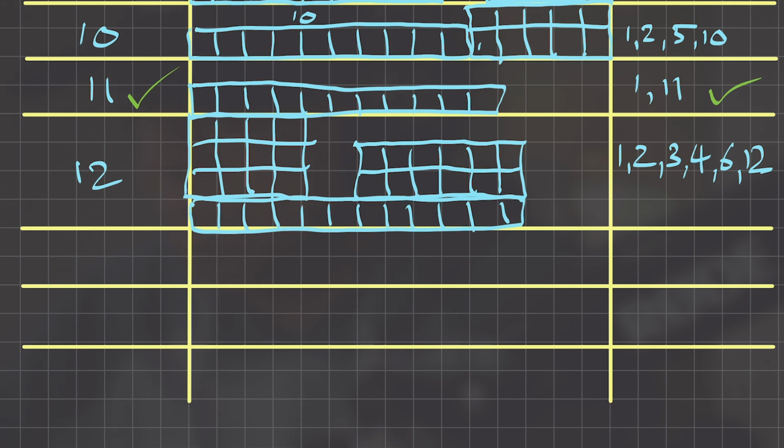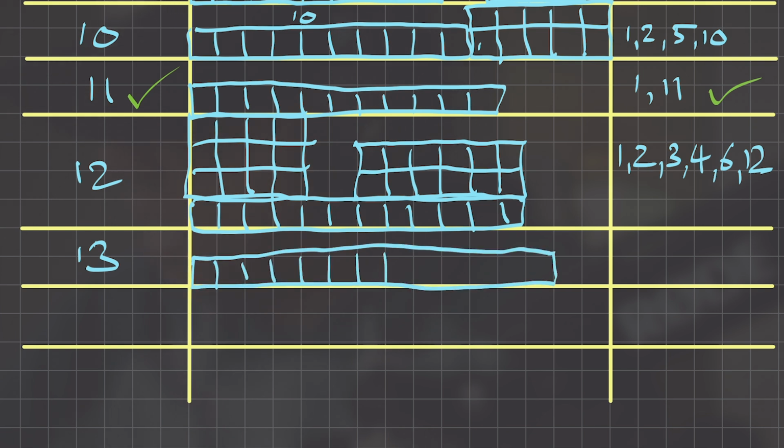13 is an odd number, lucky 13. I can't think of any other way to make 13 in equal rows, and so I know that 13 is prime. 1 times 13 is the expression, and 1 and 13 are its only two factors.